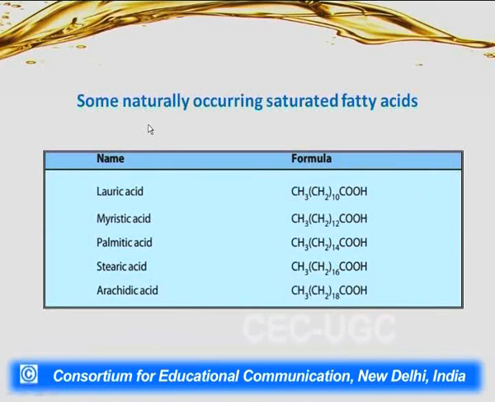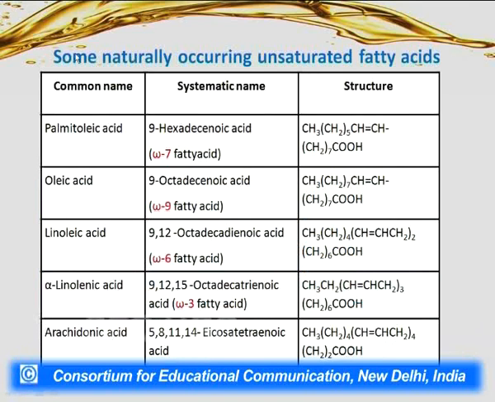Now, these are some naturally occurring saturated fatty acids. There is a 12 carbon acid called lauric acid, 14 carbon acid myristic acid, 16 carbon acid is palmitic acid, 18 carbon acid is stearic acid, and 20 carbon acid is arachidic acid. These are the acids which have been found most often in fats. Then these are some naturally occurring unsaturated fatty acids.